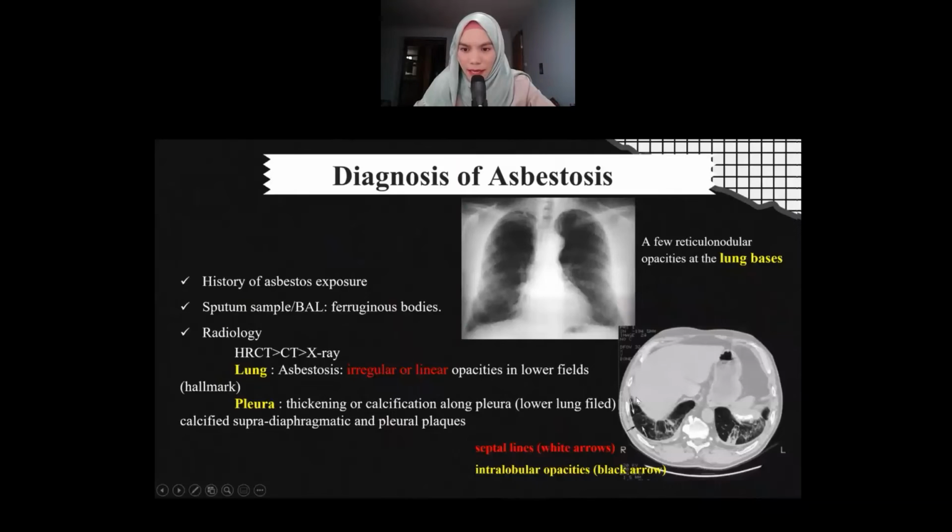This is from HRCT. The white line is a septal line or fibrosis, and intralobular opacity is shown by the black arrow.